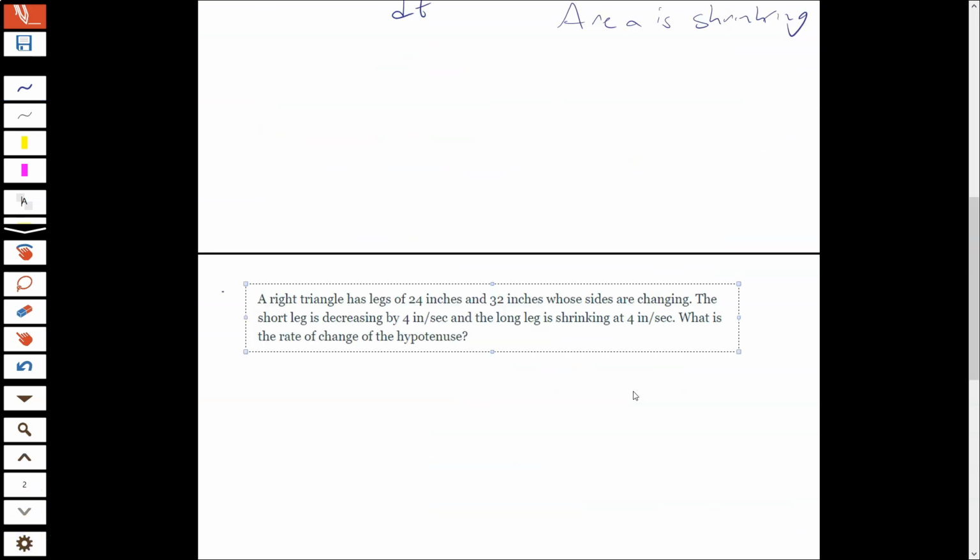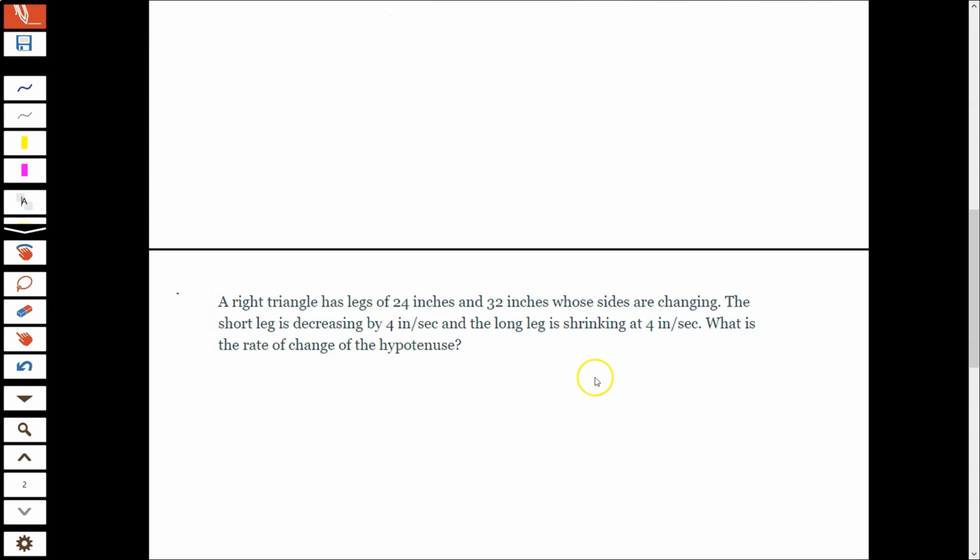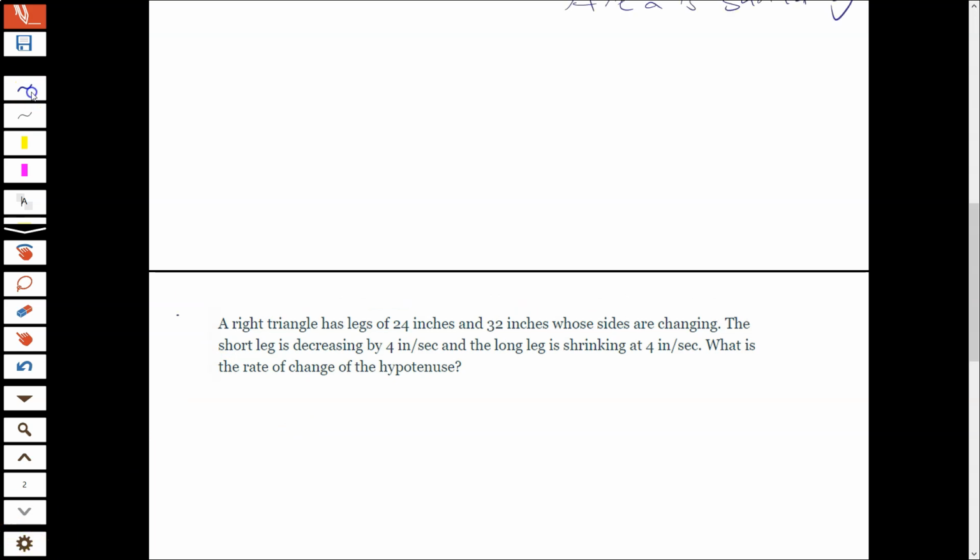A very similar setup. So we have legs of 24 inches and 32 inches whose sides are changing. The short leg is decreasing by 4 inches per second. The long leg is shrinking at 4 inches per second. What is the rate of change of the hypotenuse? So that word hypotenuse should make you think something here.